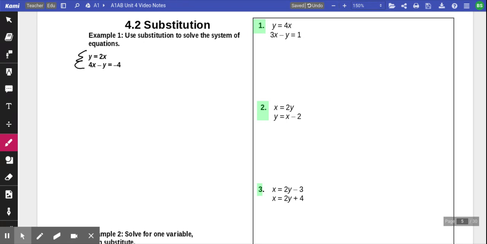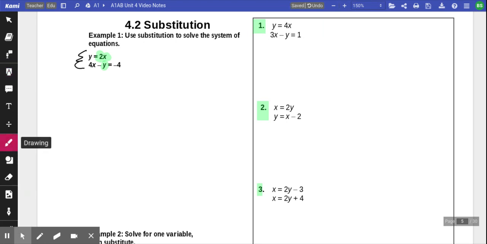In substitution, what we're going to do is use the fact that we know what one of our variables is equal to. So y is equal to 2x, we're saying. Since y is equal to 2x, the first one tells us y is equal to 2x. Let's use that piece of information here in the second equation.